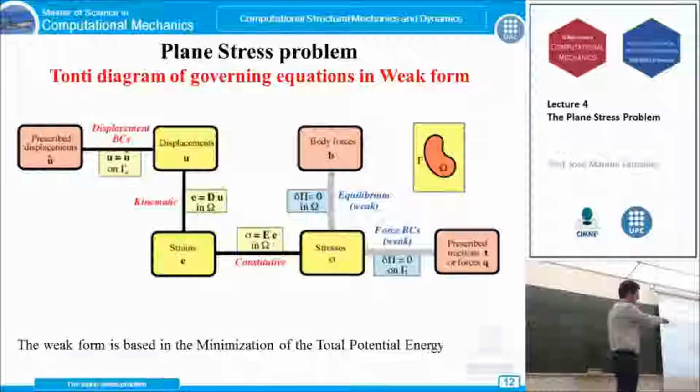Same thing with this minimization of the external work. These force boundary conditions here, the external work, is one half of the total potential energy. So we are calculating this variation of this total potential energy equal to 0. So this is our condition to solve the problem using a weak form. So we are not getting a solution point by point, we are minimizing this total potential energy, which affects all the domain. This is the main difference between the weak form and the strong form.